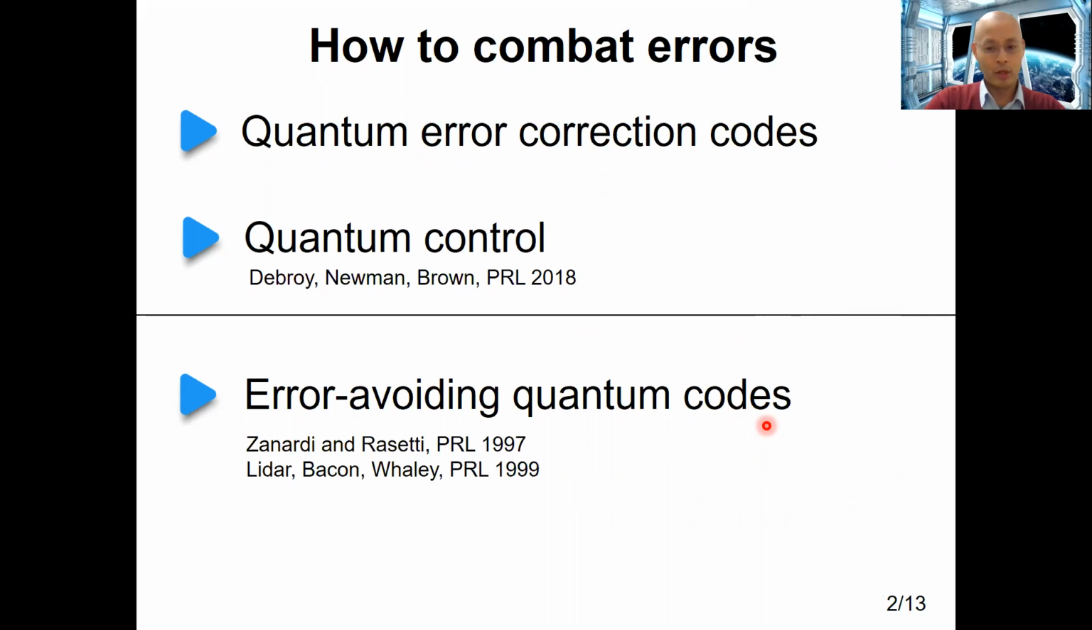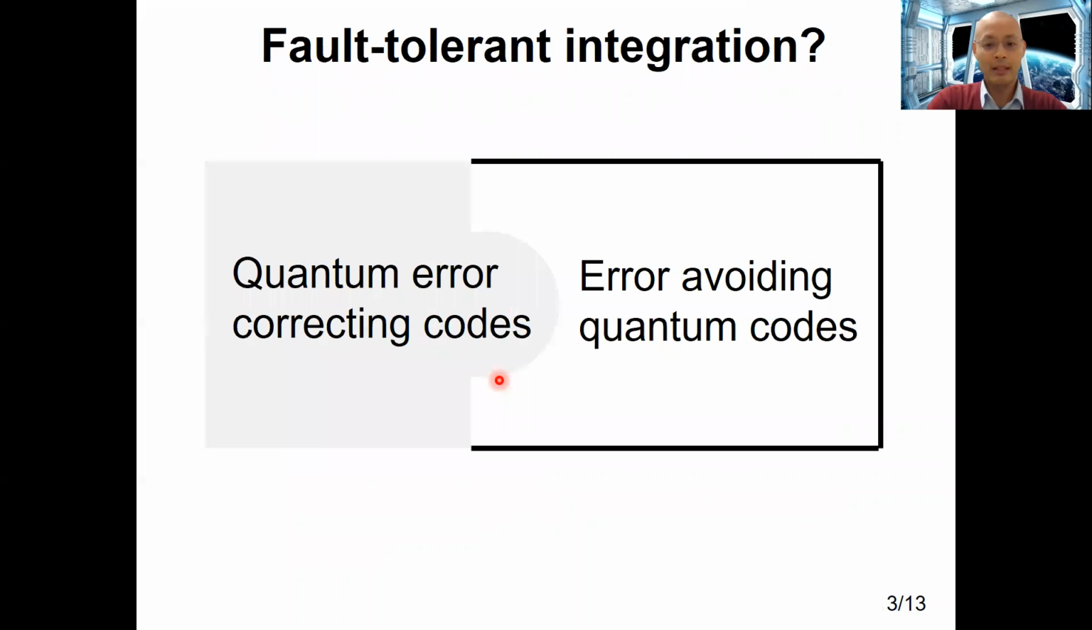And errors can be completely avoided if the action of the said noise operator does nothing to the quantum code that you use. And these codes that have this property are known as error avoiding codes, or codes that lie in some decoherence-free subspace. These error avoiding codes have been studied over 2 decades ago. However, there hasn't been a lot of recent follow-up work on this.